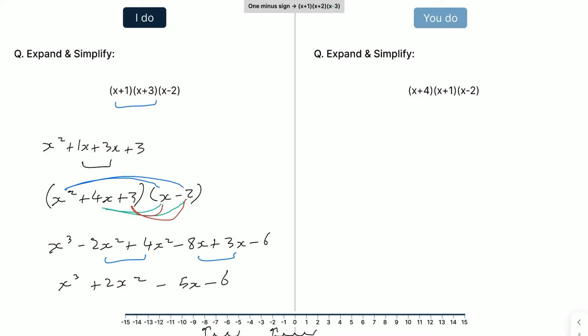Press pause and I've got the example on the right. So then this becomes x squared plus 1x plus 4x plus 4. In terms of collecting the like terms, that's x squared plus 5x plus 4.